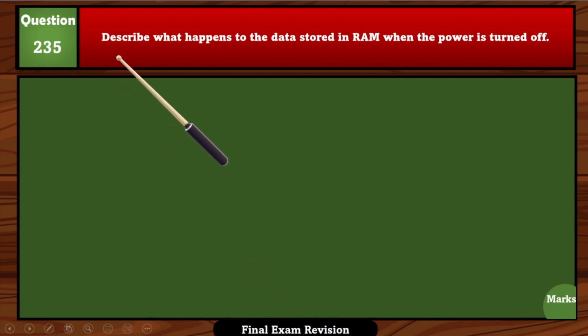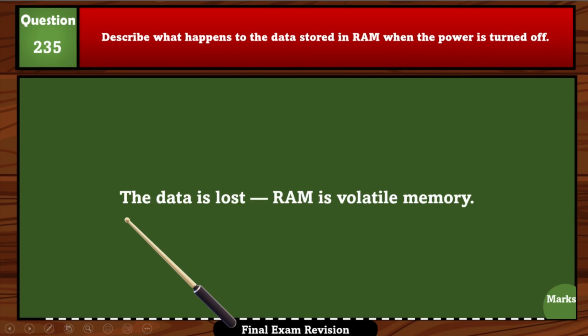Question 235, describe what happens to the data stored in the RAM when the power is turned off. So data stored in the RAM is lost when power is turned off because RAM is a volatile memory.